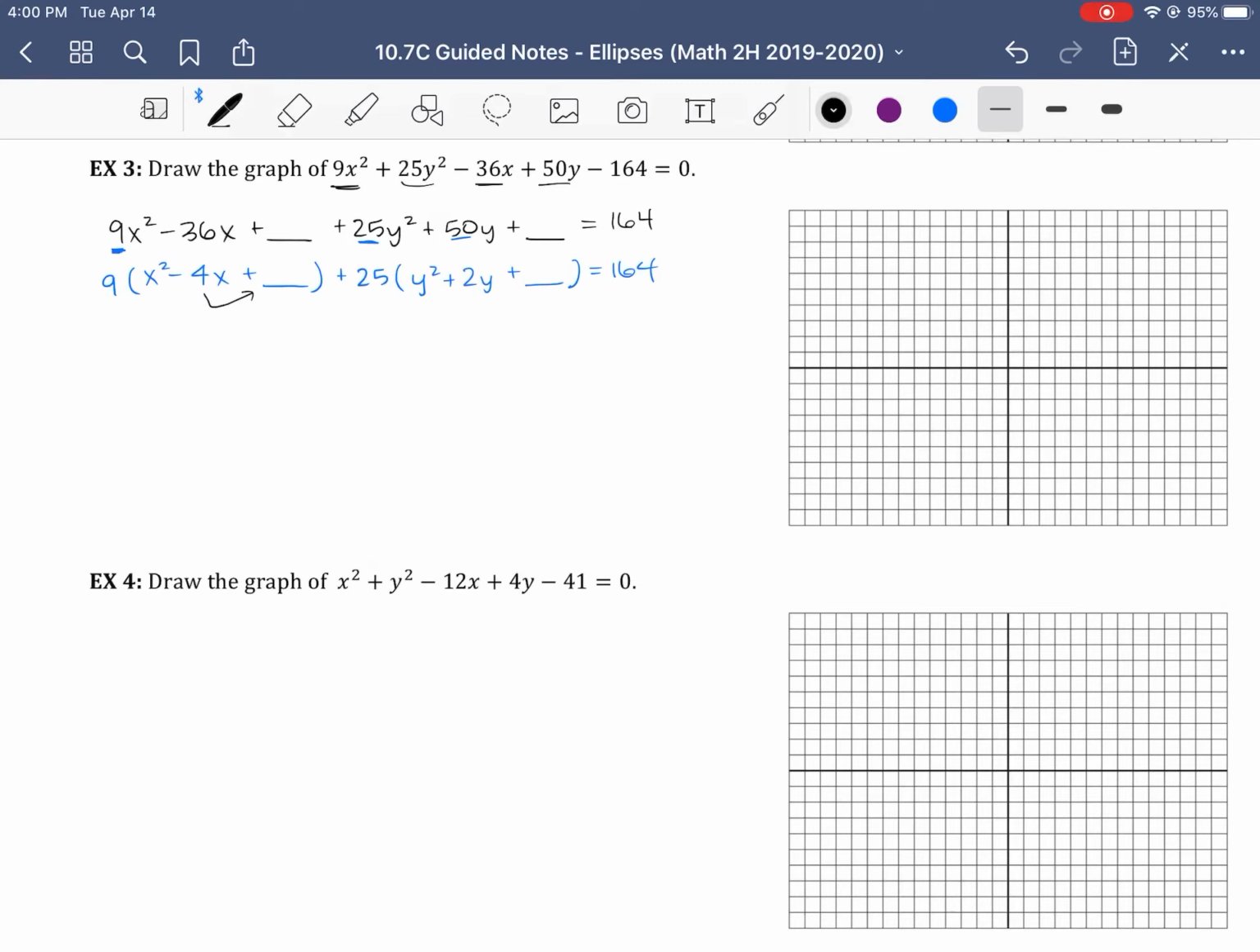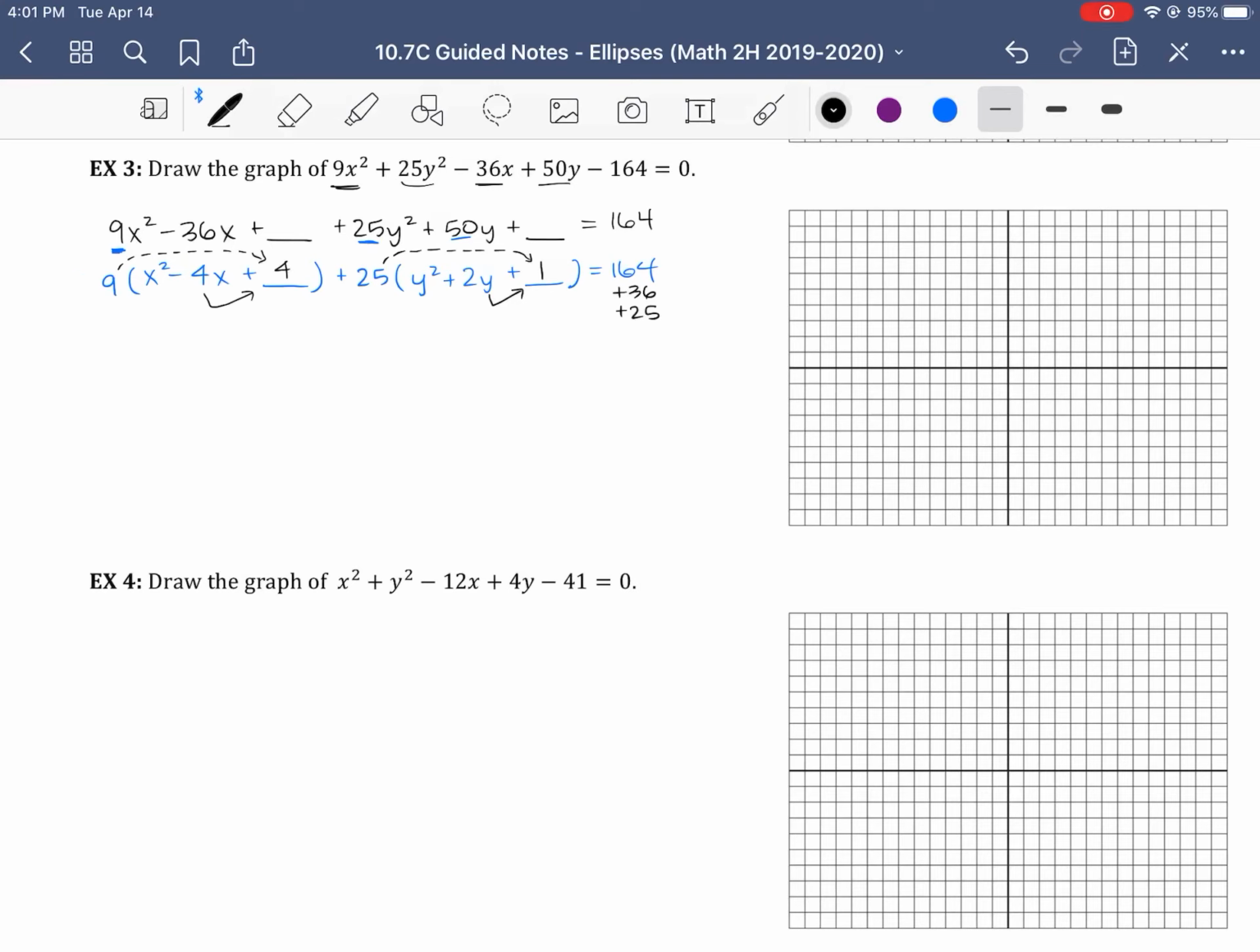From there, we need to add in those perfect numbers. So again, we take half the middle term. Half of 4 is 2. 2 squared is 4. So we're going to add 4. Now remember, when we add 4, we have a number out front. So we really added 4 times 9, which is 36. So to balance this out, we're going to add 36 to the other side of the equation. Here in the middle, with our y values, half of 2 is 1. 1 squared is 1. But again, remember, there's a 25 sitting out front, so we really added in 25.